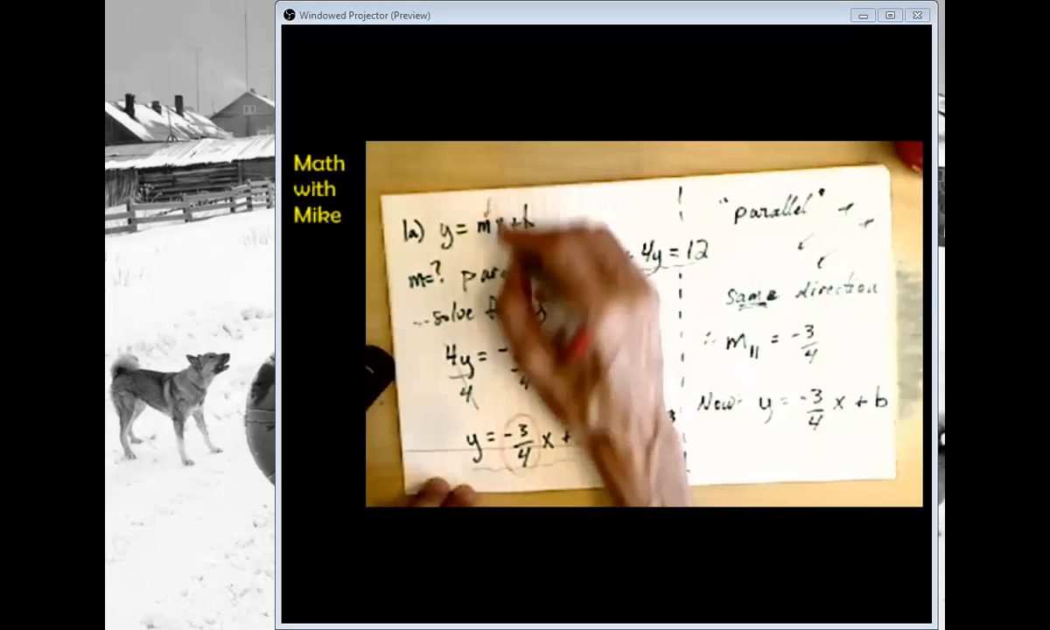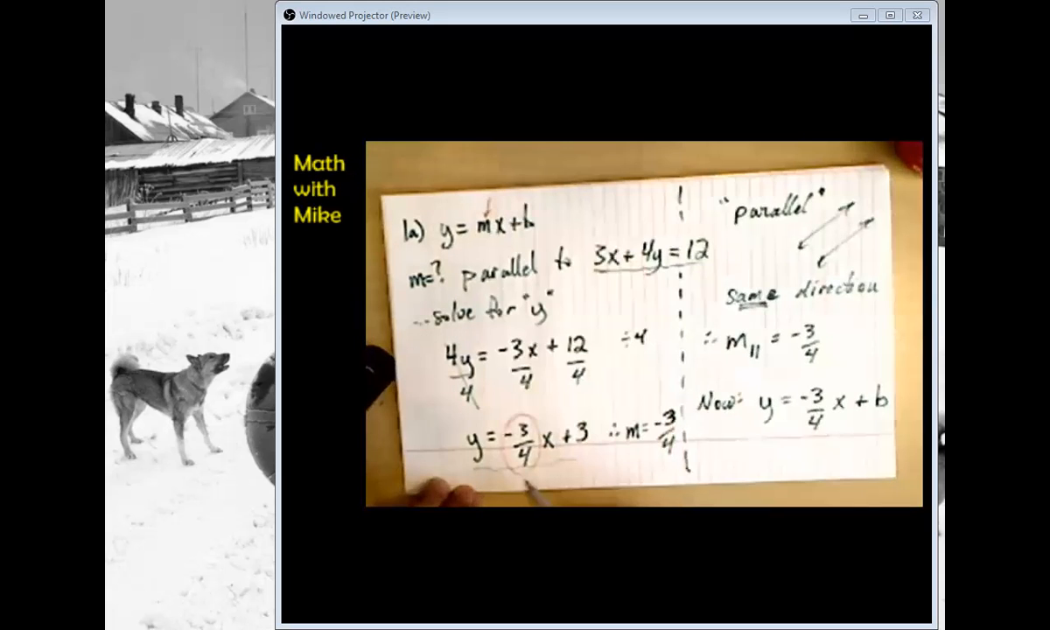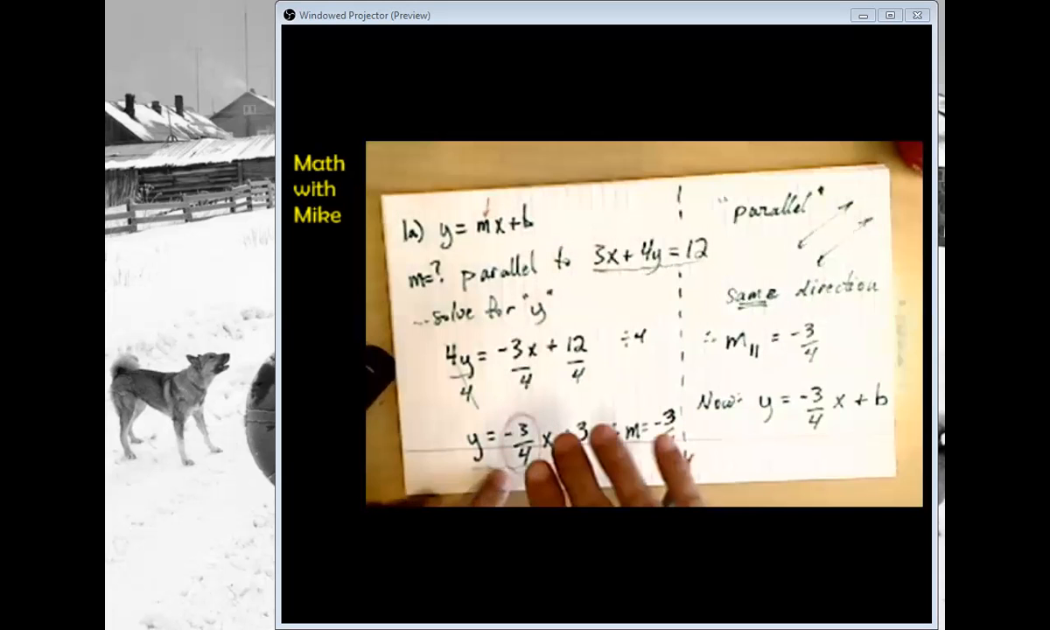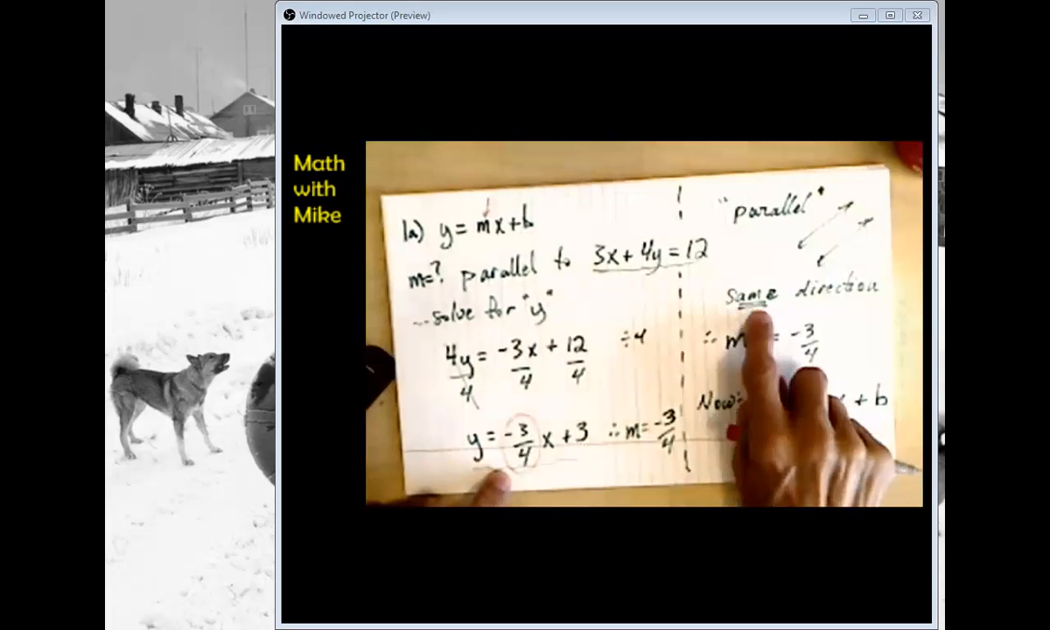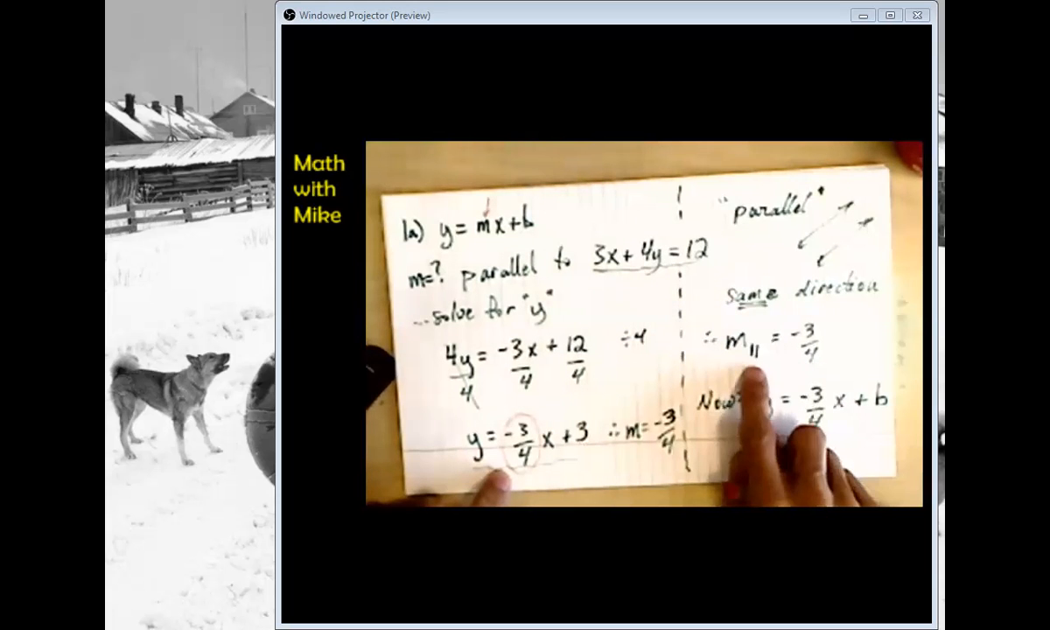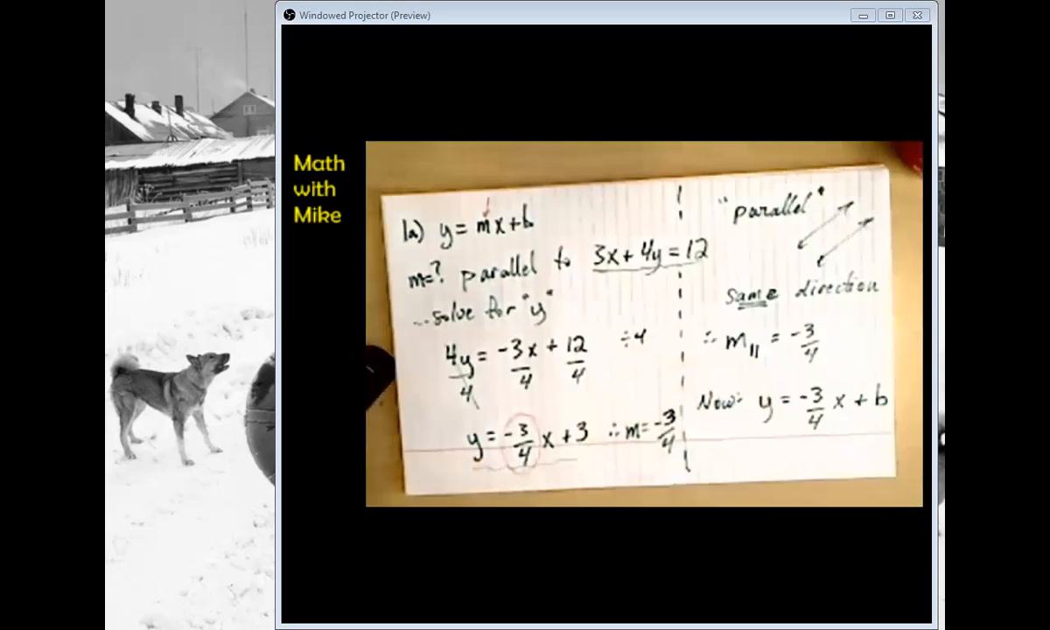Okay, the number in front of x. So the slope for this line is -3/4. That's for how steep it is. We want the same for the equation that we're making. If we do the different version where they cross and meet at a T, then we got to do different things. Okay, we'll do that in the next question. This one is parallel, so the slope stays the same.